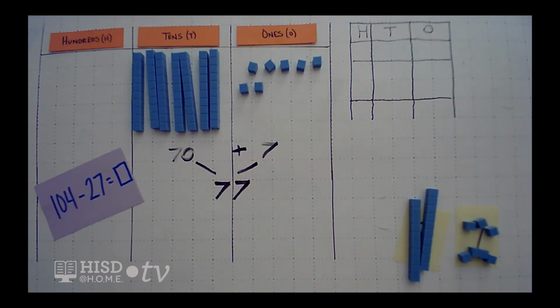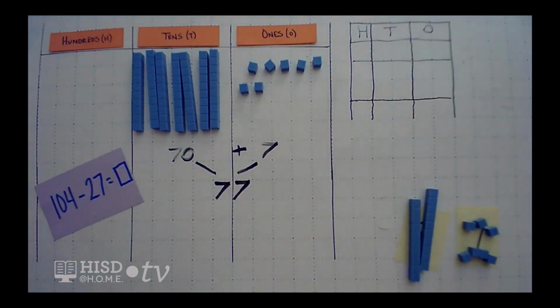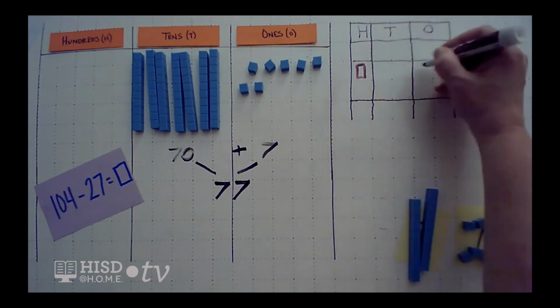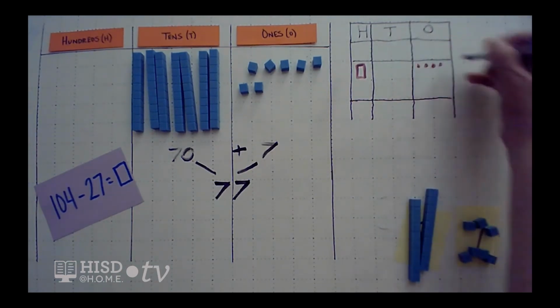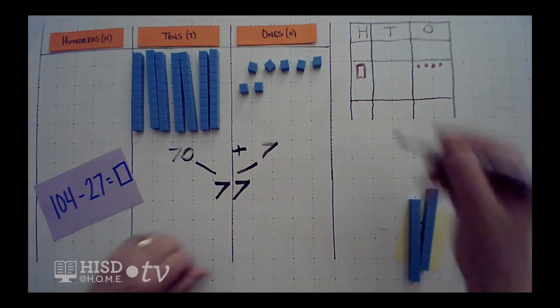So go ahead and grab your pencil, and work through this with me. So what did we do first? We knew that we had 104, and we needed to take away what? We need to take away 27. So what did we do?